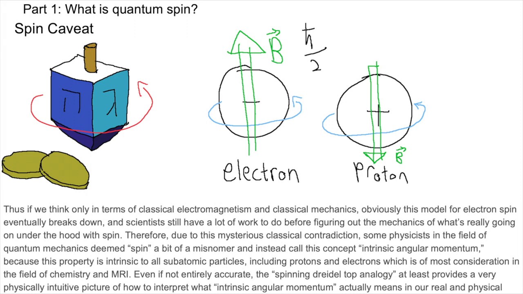Therefore, due to this mysterious classical contradiction, some physicists in the field of quantum mechanics deemed spin a bit of a misnomer, and instead called this concept intrinsic angular momentum, because this property is intrinsic to all subatomic particles, including protons and electrons, which is of most consideration in the field of chemistry and MRI. Even if not entirely accurate, the spinning dreidel top analogy at least provides a very physically intuitive picture of how to interpret what intrinsic angular momentum actually means in our real and physical world.